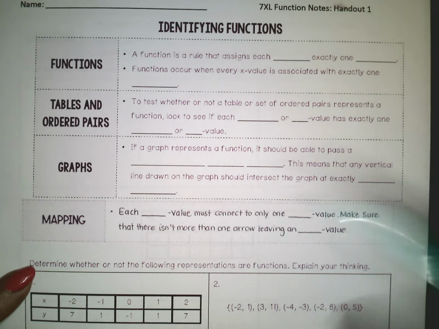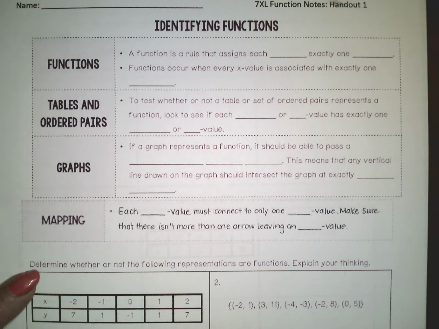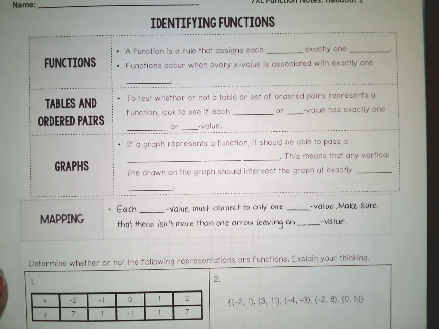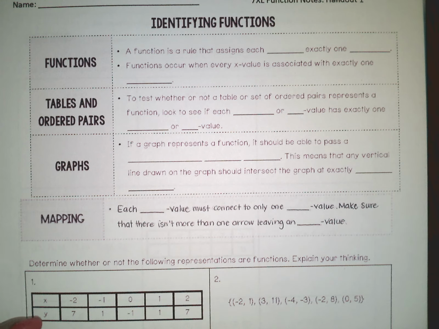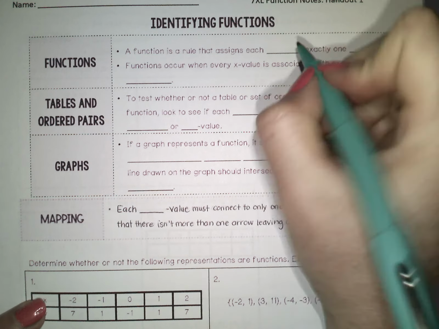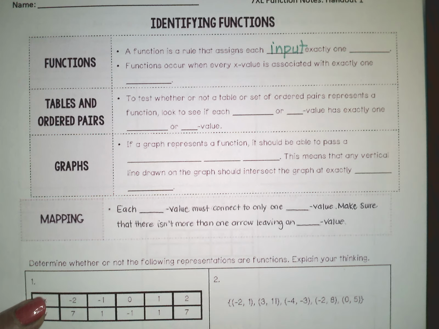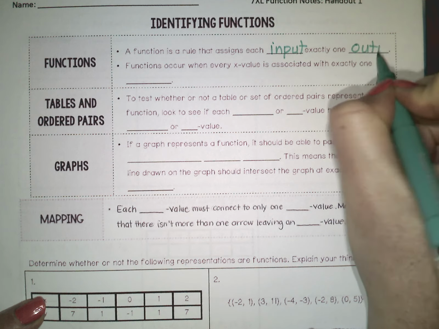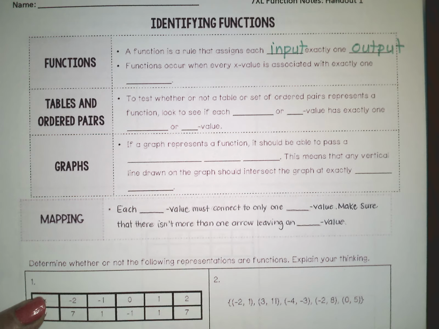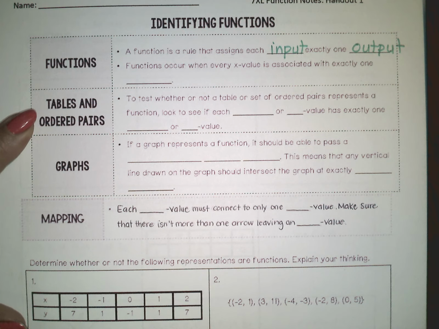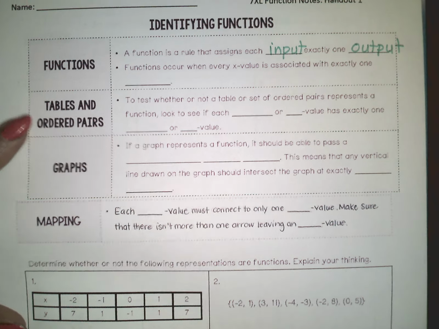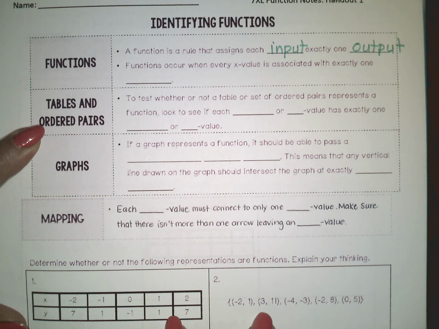So let's go through a couple of vocab pieces here. What are functions exactly? Remember, there are multiple types of functions. We are going to focus on some linear functions here in the beginning. A function is a rule that assigns each input exactly one output. And what I want to make clear is that we can have functions in tables or ordered pairs, as you can kind of see down here.